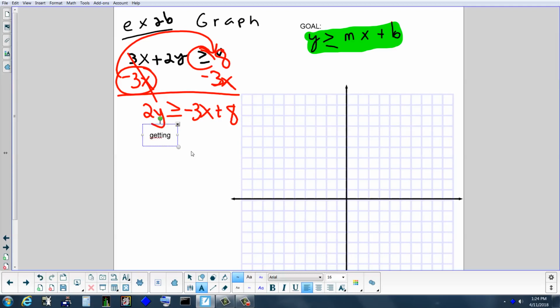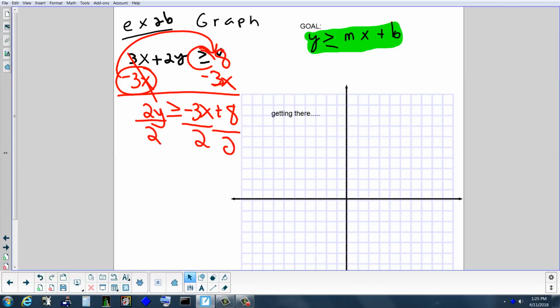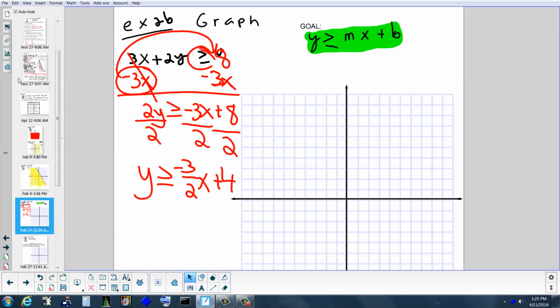Gemini's going to give me the last step. You have to divide everything by 2. Divide everything by 2. All right, so we're getting there. So it's going to be y is greater than or equal to negative 3 halves x plus 4. And there it is.